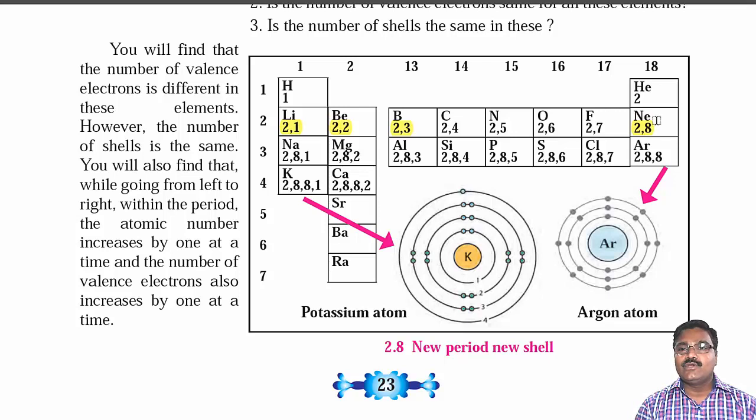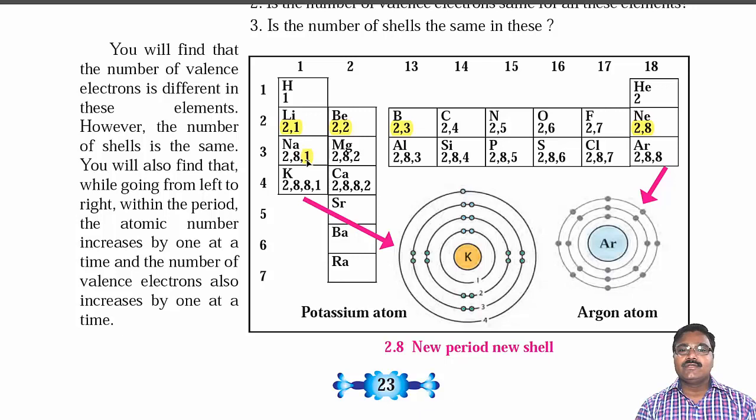Now, neon has atomic number 10. That means after neon, the next element, which has atomic number 11, must add an electron in the outermost shell. But here the number of electrons in the outermost shell is 8, and you know that the maximum number of electrons present in the outermost shell is 8, and therefore the next shell gets added, and that extra electron, that means the 11th electron, gets added in the third shell.